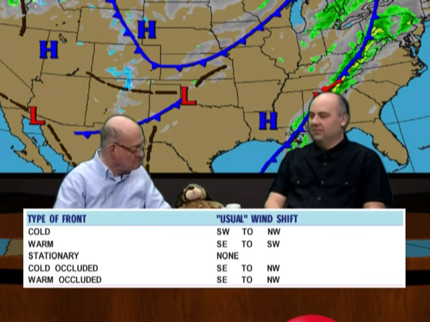So you have to look at the weather map and see if it's ahead of the occlusion, it's warmer than it is behind it, then it's a cold occlusion. If it's the other way, then it's a warm occlusion.